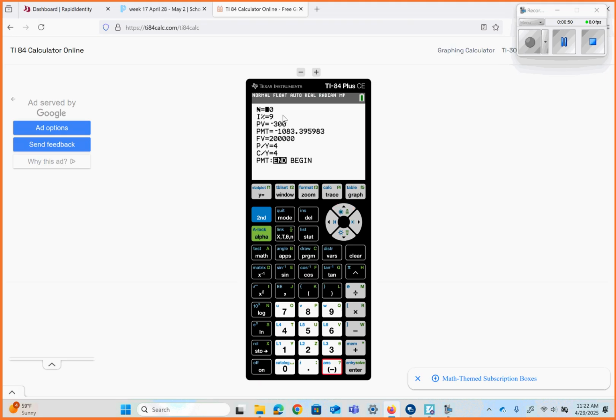12 years. So 12 times 12, 12 months is 144. And he says he's paying $300. Oh, that's not his previous value. I want that to be 0. He's paying out $300.